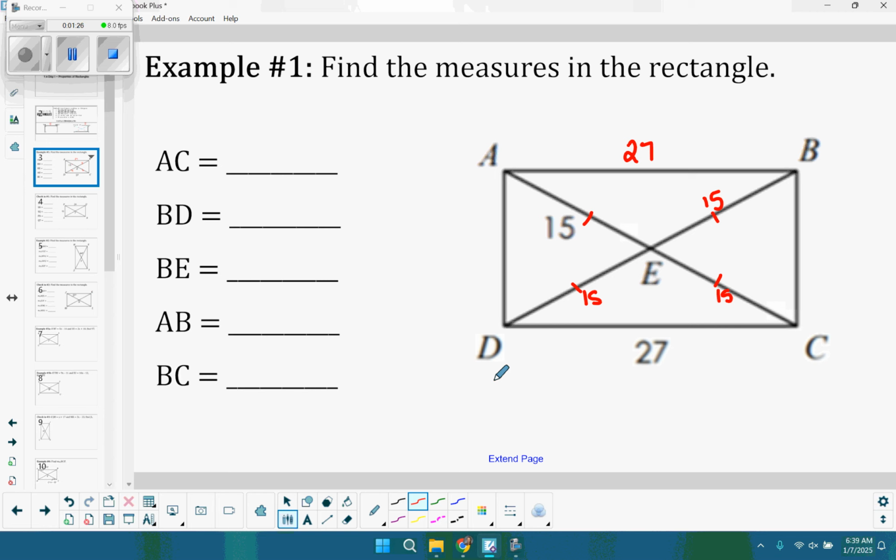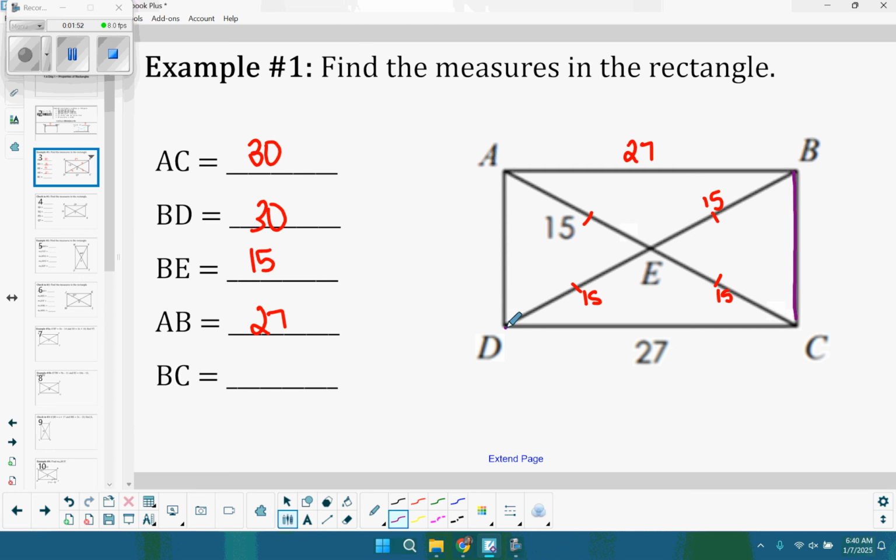For right now, we can find AC. AC is this whole length here. That's 30 because it's 15 and 15 together. BD, it's a different diagonal, but still 15 and 15 together is 30. BE was just 15. AB was opposite the 27, so that's 27. So now our last one, BC.